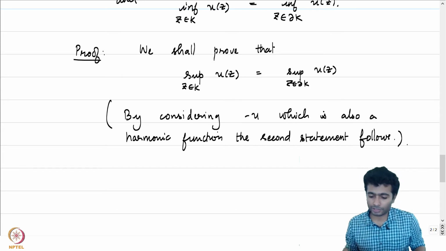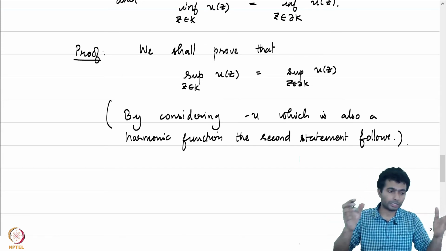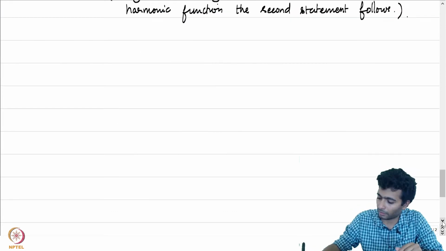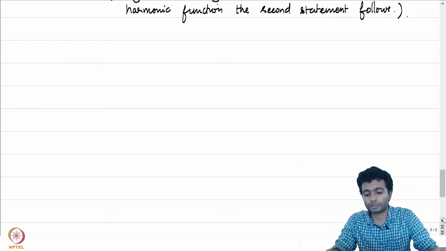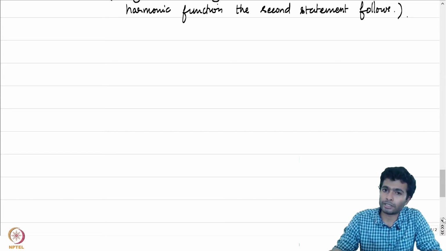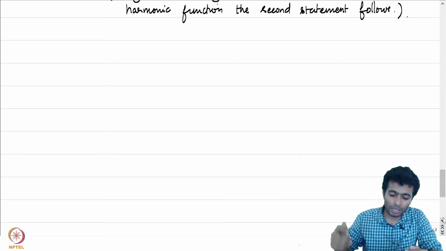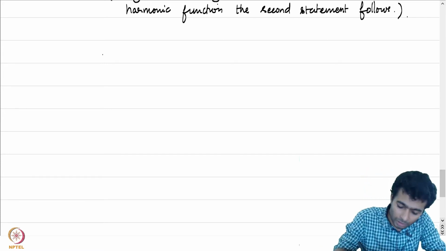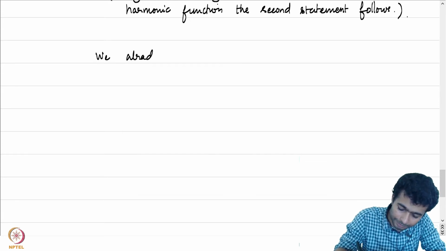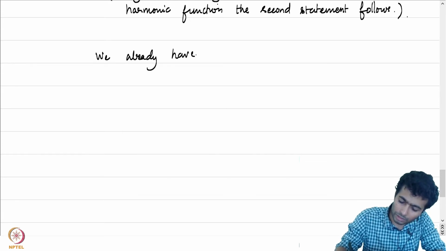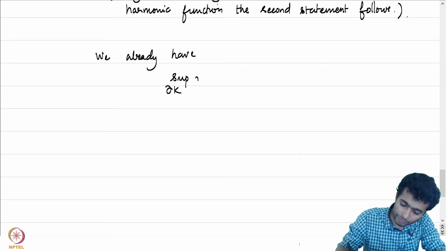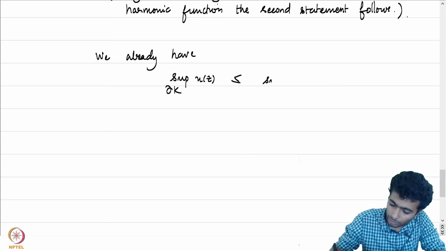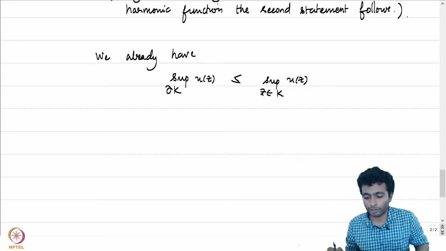Okay, so let's focus on the first statement, which is namely that the supremum is attained on the boundary of the compact set. Since k is a compact subset of the complex plane, which is a Hausdorff space, k is a closed set, and therefore the boundary of k is a subset of k. And if you look at the supremum over a smaller set, it has to be less than or equal to the supremum over the bigger set. So we already have the supremum over the boundary of k of u of z is less than or equal to the supremum of u of z over k, because k is a bigger set than the boundary of k.